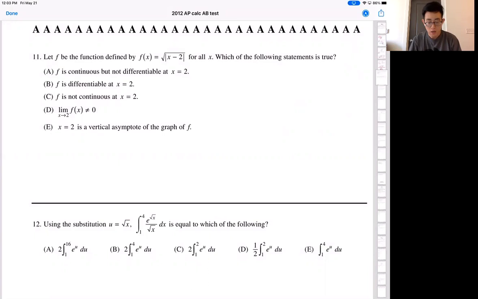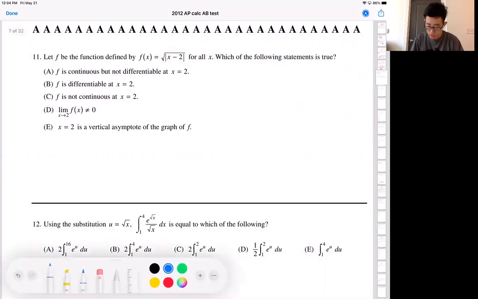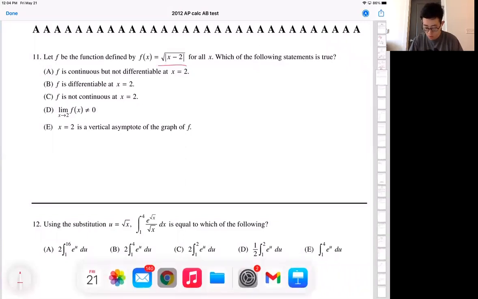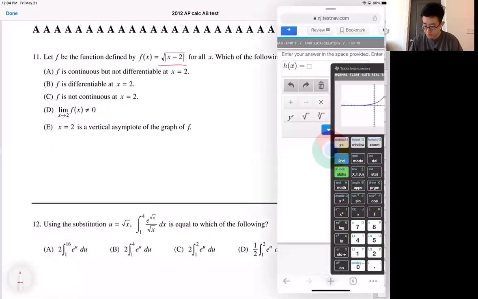Number 11 says, let f be the function defined by f of x equals square root of absolute value of x minus 2 for all values of x. The first thing that really catches my eye is how weird this function is. I can't really visualize this, so let's graph it. We can use the graphing calculator.